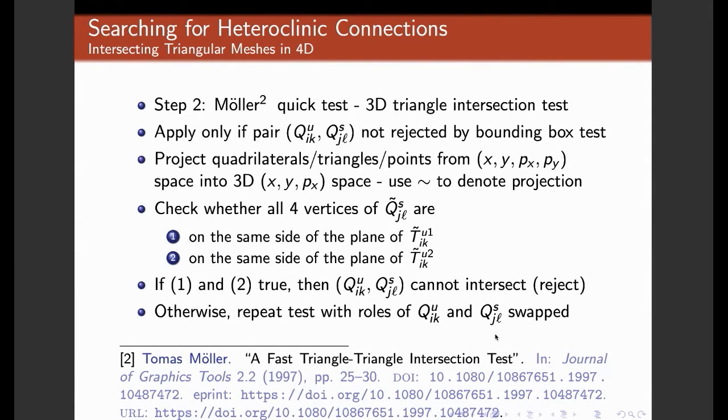And we basically check whether all the 4 vertices of one quadrilateral are on the same side of the planes formed by the other quadrilateral's constituent triangles. And of course, if all four vertices of a quadrilateral are on the same side of the plane of another triangle, you know that the triangle and the quadrilateral can't intersect. And this is pretty simple.